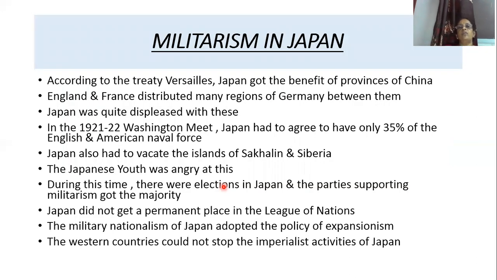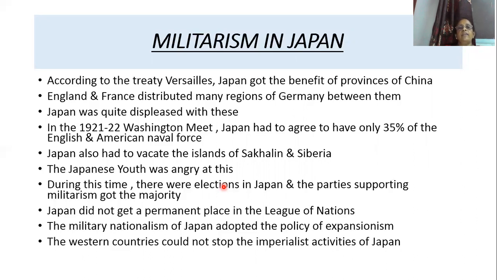The third important factor that prepared the background for the Second World War was militarism in Japan. According to the Treaty of Versailles, Japan got the provinces of China, and Japan was also on the side of the allied nations. When Germany was distributed, Japan got the provinces of China. And England and France had distributed many of the regions of Germany between them, and Japan was not happy with this. They were quite displeased with this.